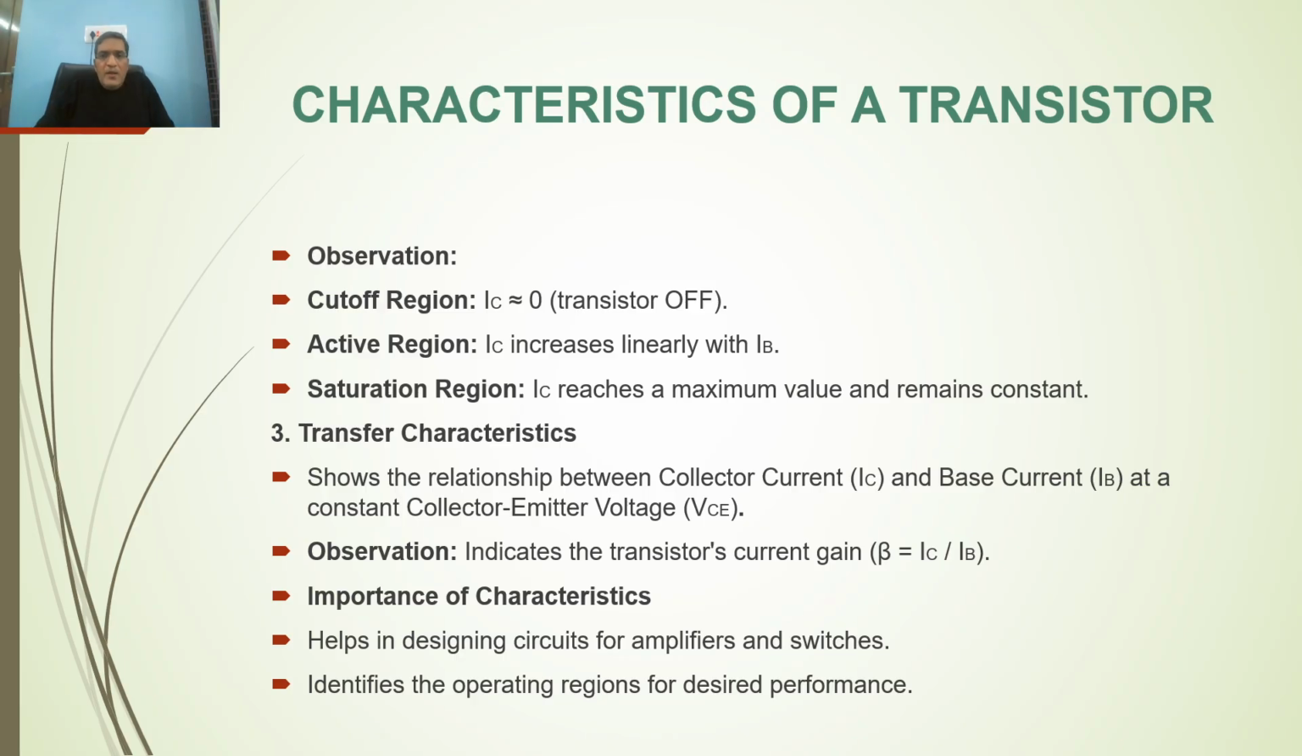So here are some alpha and beta. You see, beta is a constant parameter or current gain, as the name indicates. Beta equals IC divided by IB, collector current divided by the base current.